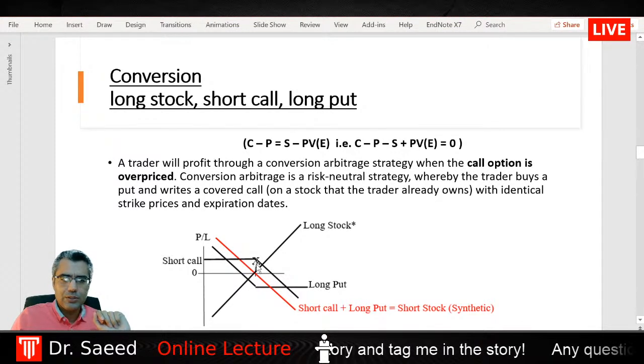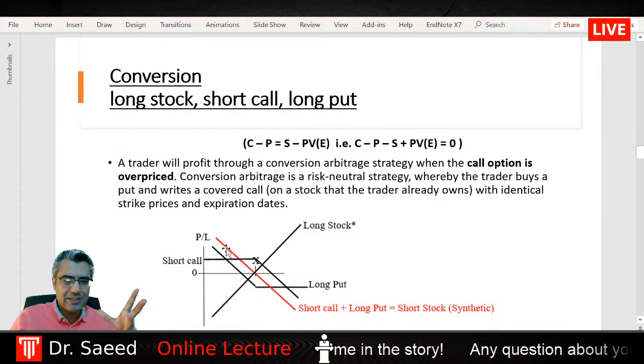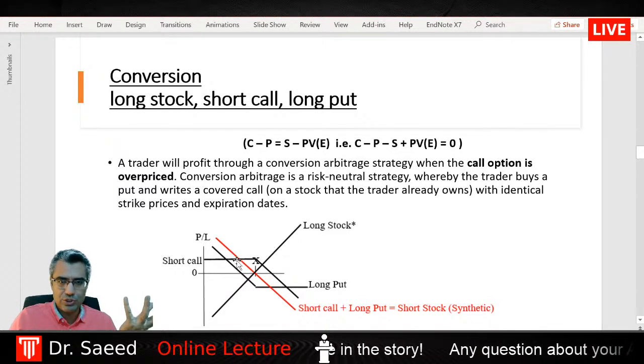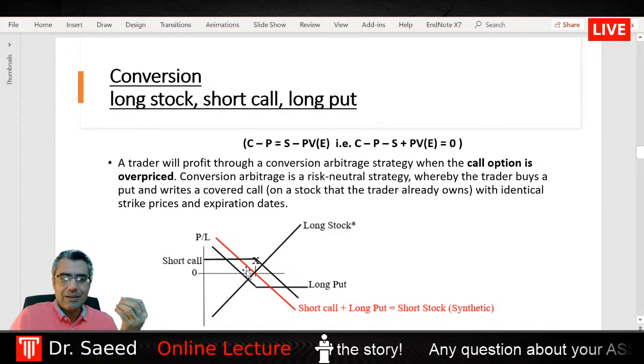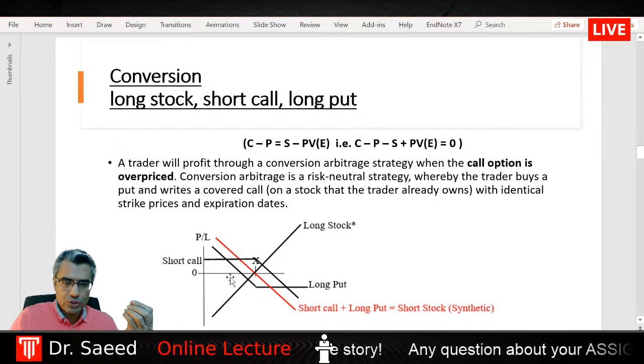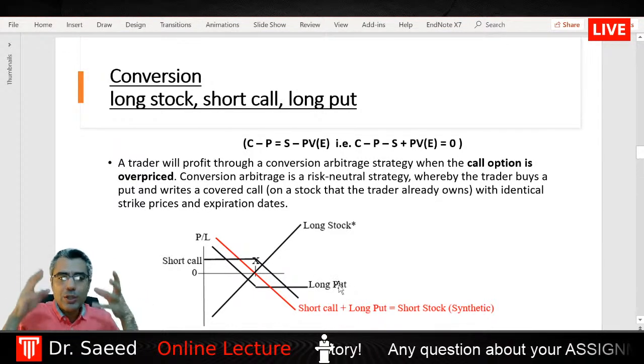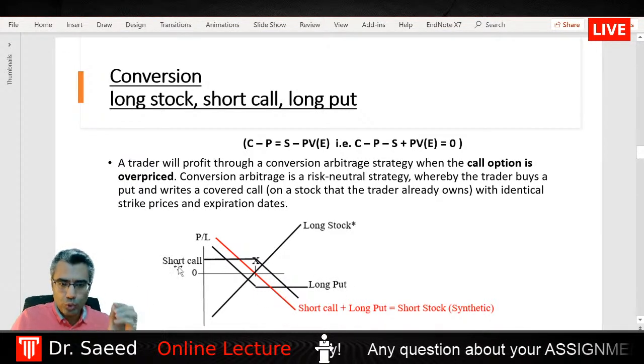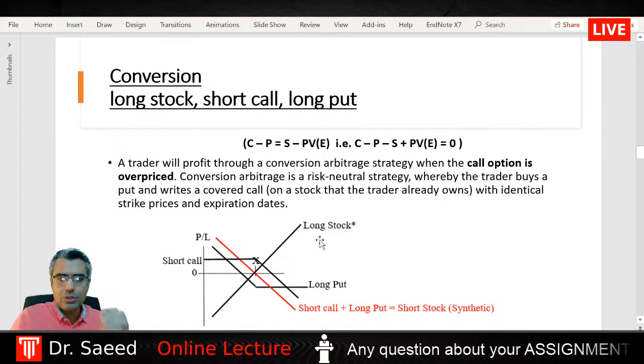So let's start with short call and long put. If you add this short call and this long put, you will get this red line. The red line initially is not there. Red line is not your position. Red line is the total of short call plus long put. So actually what you did is just short call, long put, long stock.